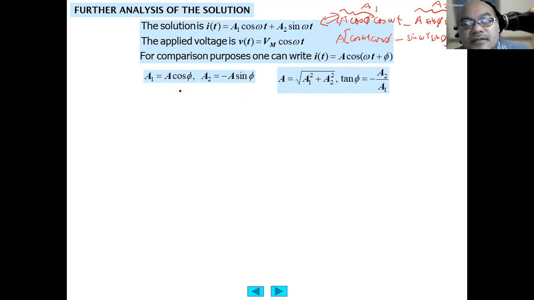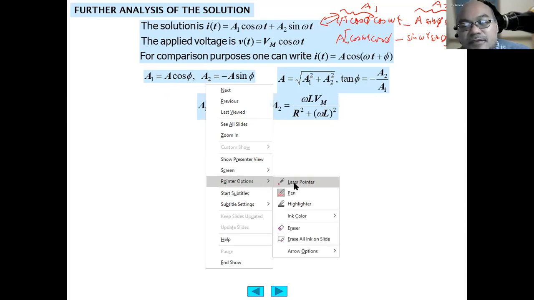So from here, then we know A1 square plus A2 square equals to A square cosine square phi plus A square sine square phi. So A equals to square root of A1 square plus A2 square. Tangent phi equals to minus A2 divided by A1, from this expression.